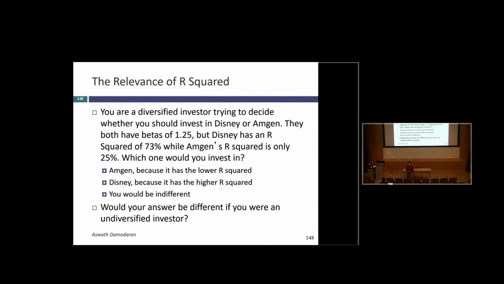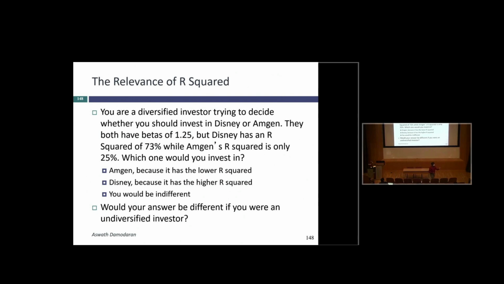As a diversified investor, would you pick Disney because it has a higher R squared? How many would pick Disney because it has a higher R squared? Okay. How many would pick Amgen because it has a lower R squared? And how many would be indifferent between the two? Keep your hands up because your answer is the right one, and let's see why.